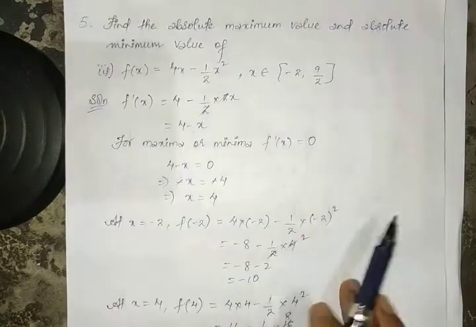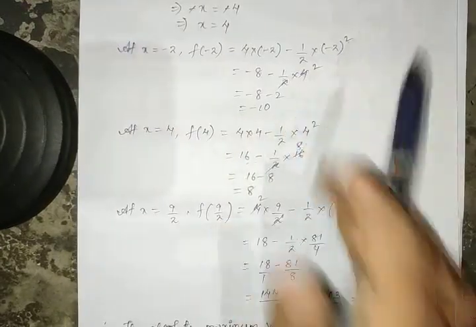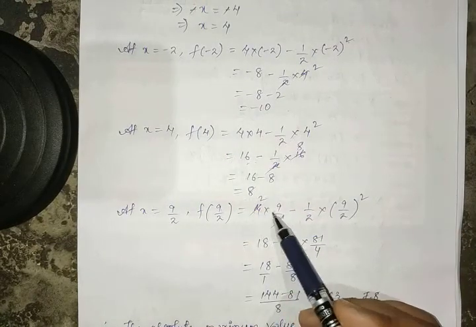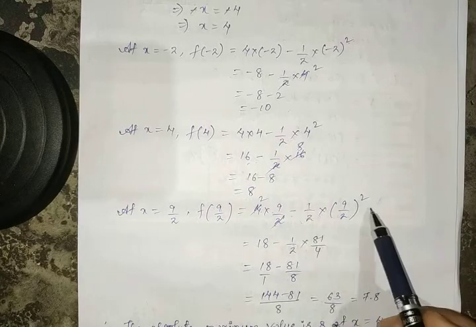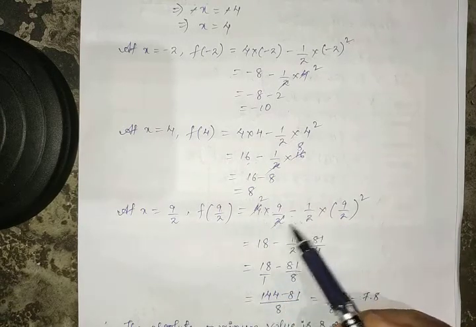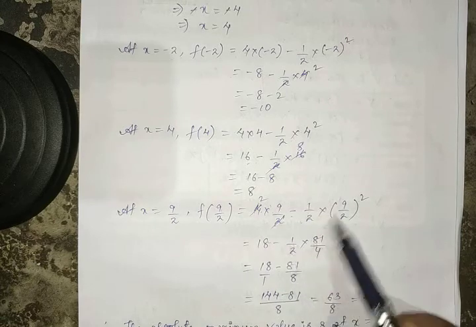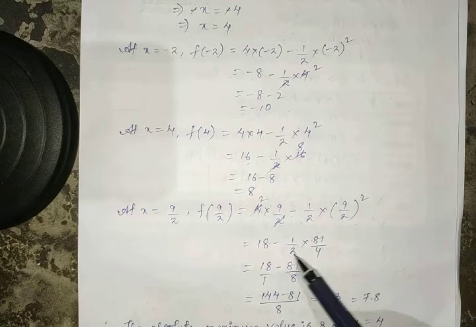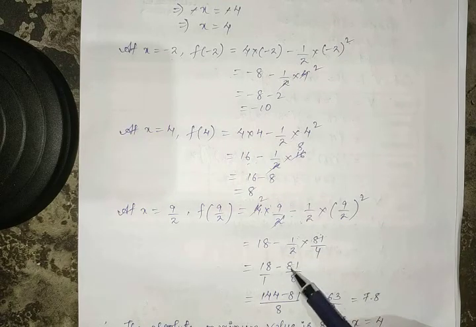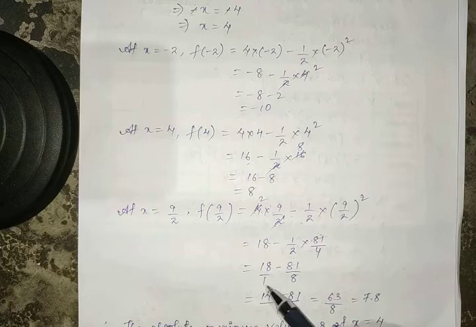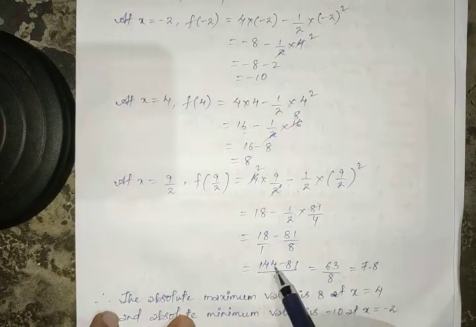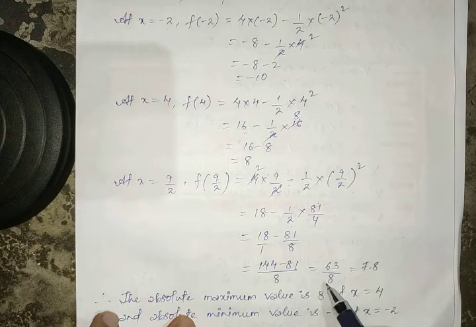Now the last point is 9/2. So let us check here also. So at x = 9/2, f(9/2) is 4 into 9/2 minus half into (9/2) whole square, and 2 to the 4. So 2 9s is 18 minus half into, and 9² is 81, 2² is 4. So 18 minus, here we cannot cancel, so just multiply. 1 into 81 is 81 divided by 2 into 4 is 8. So then you take the LCM of 1 and 8, that is 8. So you will get (144 - 81)/8, which is equal to 63/8, and if you divide this, you will get around 7.8.